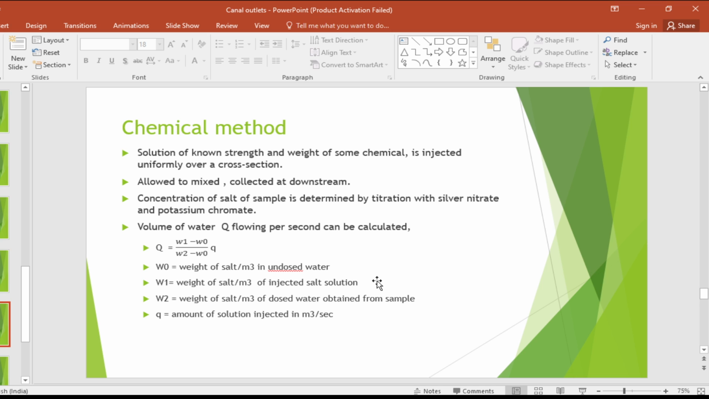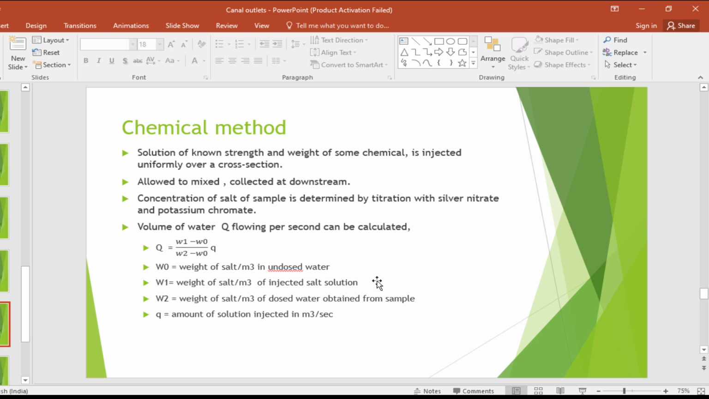Now since the water may contain salt originally, we have just induced salt into it, but that water in the canal may have some salt originally. So the concentration of salt in undosed water is also determined.